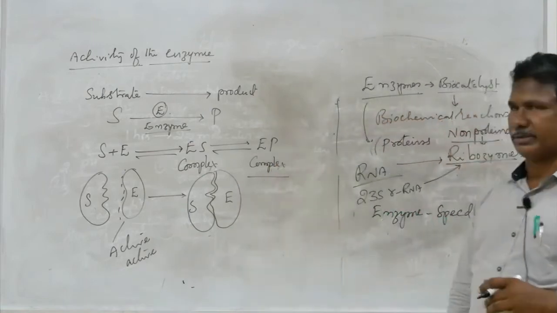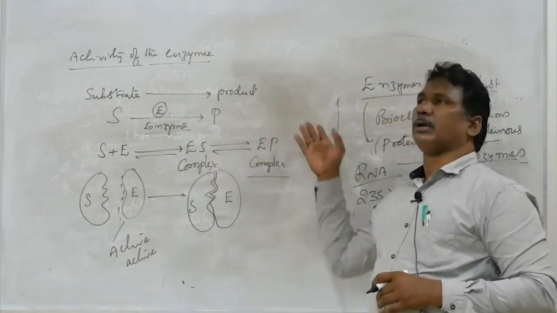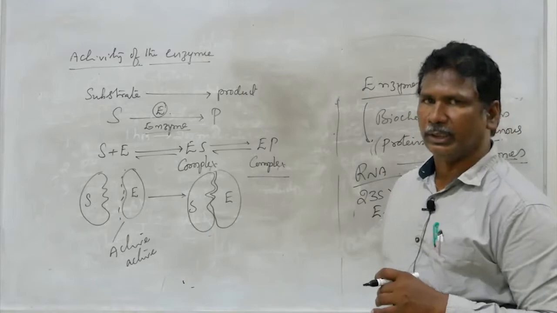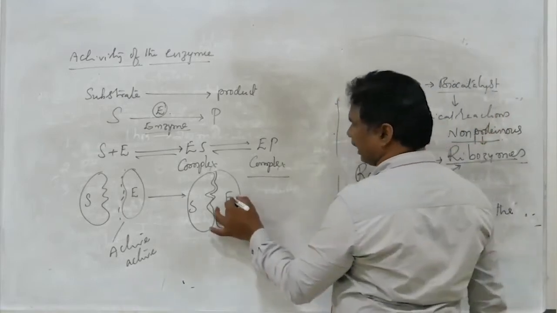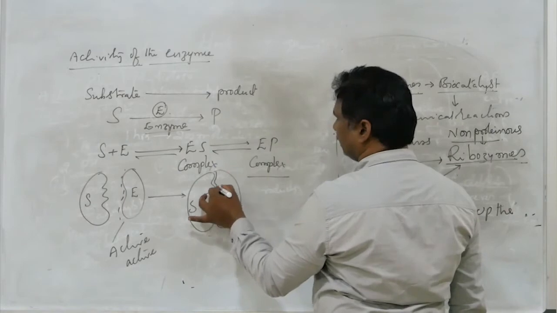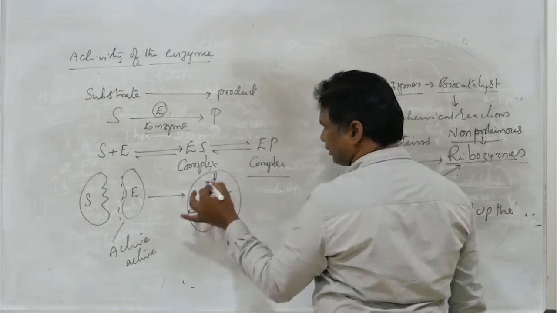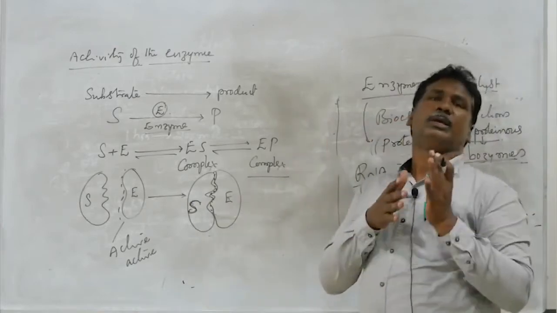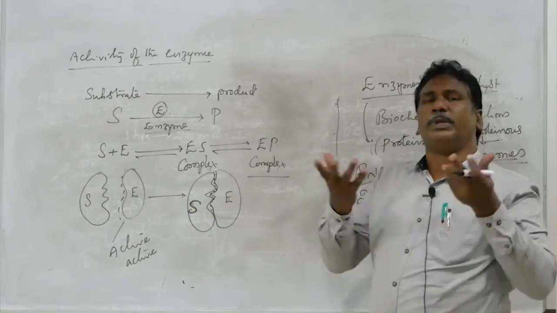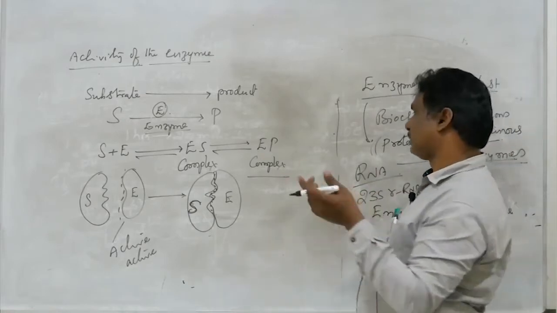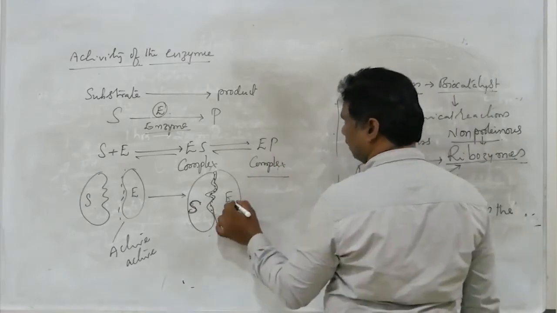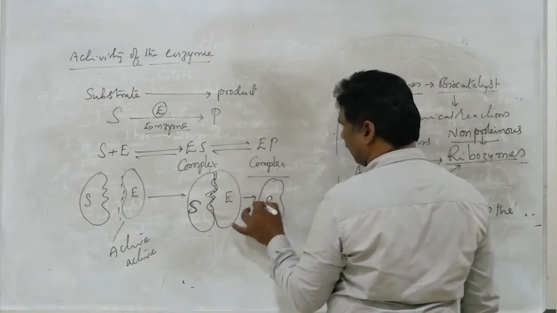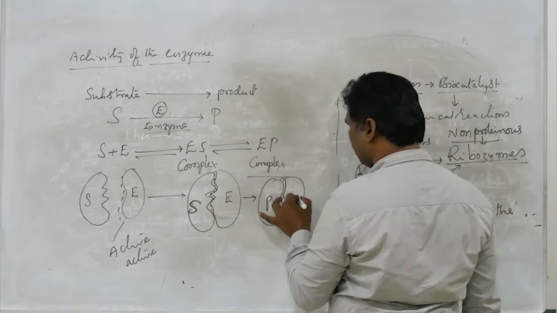How does the substrate convert into product? The active sites of the enzyme act upon the substrate molecules, so that the enzyme can break the chemical bonds or make new chemical bonds. Hence the substrate is converted into product. There is no change in the enzyme.